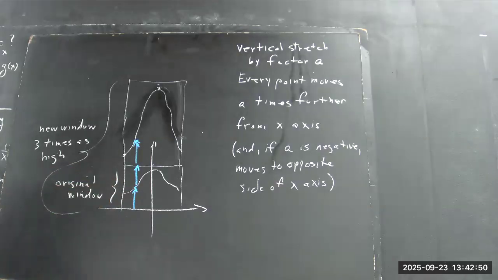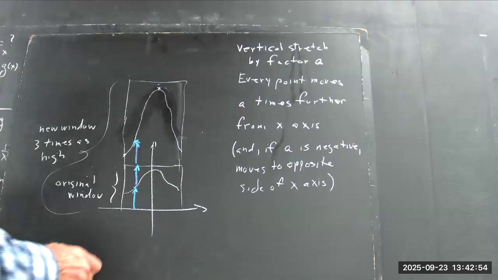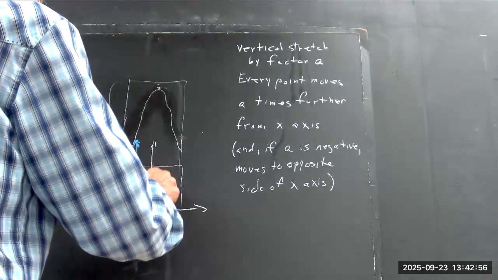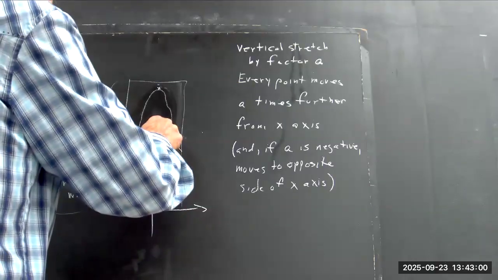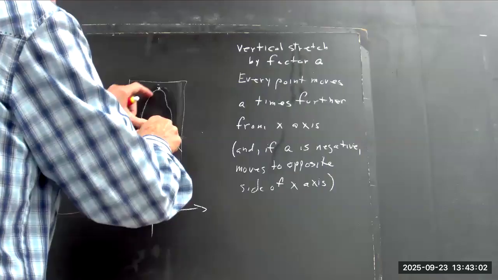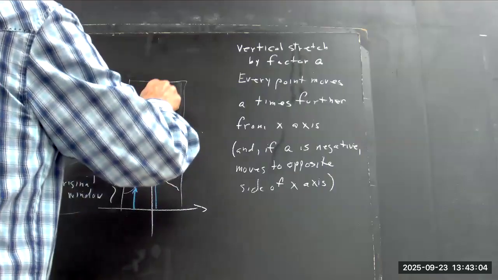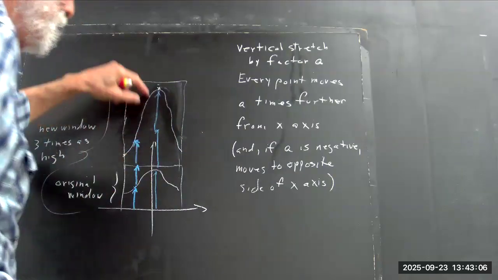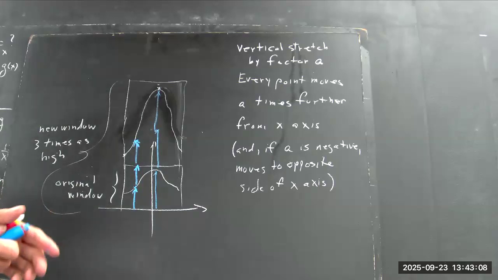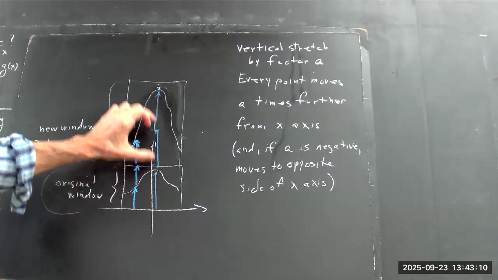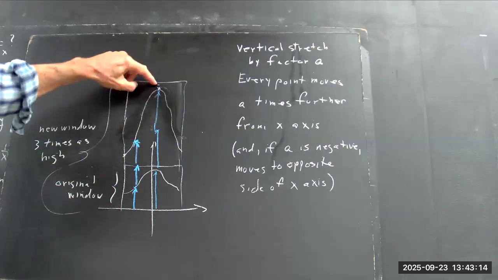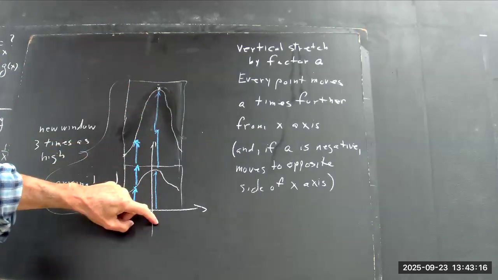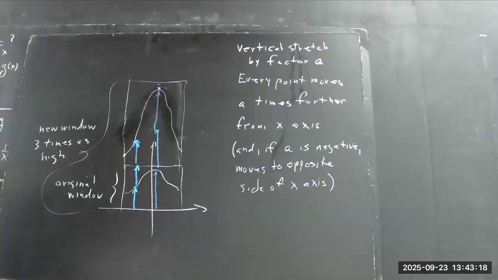And you can do that for any point. You can do that for this point up here. If I drew a rectangle 3 times as high accurately, then this distance will be repeated 3 times to go from the x-axis up to here. In other words, this point is 3 times as far from the x-axis as this one.